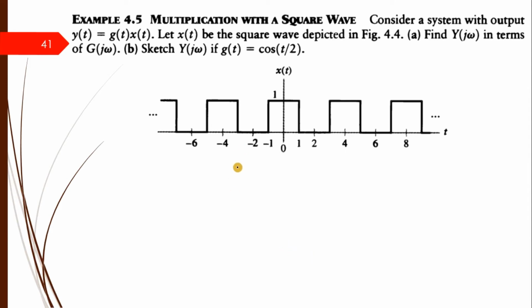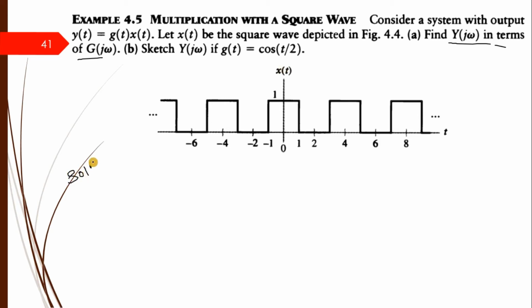So we shall take one problem so that your understanding gets better. Consider a system with the output y of t is equal to g of t into x of t. Let x of t be the square wave depicted in figure 4. Same 4.4 figure I have taken. Find y of j omega in terms of j omega. So this is the generalized answer they have asked. Then they have made it specific. What they have asked us: you have to find out y of j omega if g of t is cos t by 2. So for this, the solution goes like this.